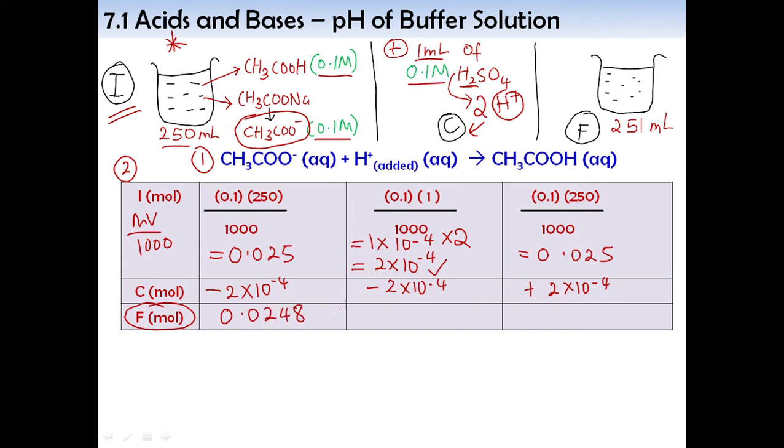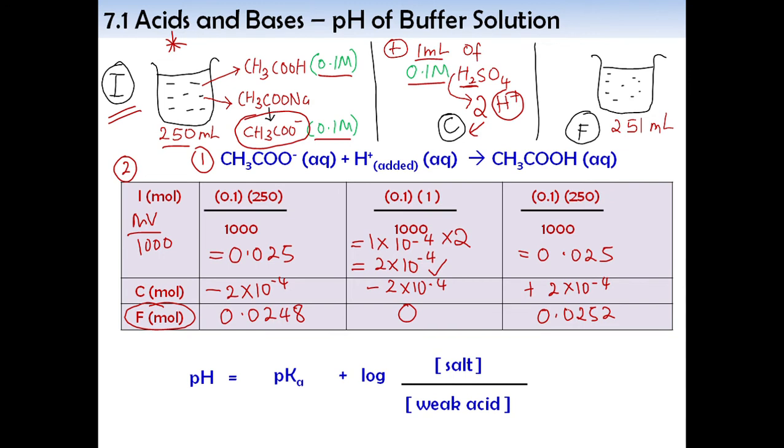Okay. So, untuk yang H+, tolak benda yang sama, kosong. For this one, you akan dapat 0.0252. Okay. Kalau dah dapat final mol, boleh ke terus kita cari pH by using mol? This is the equation for Henderson-Hasselbalch equation.